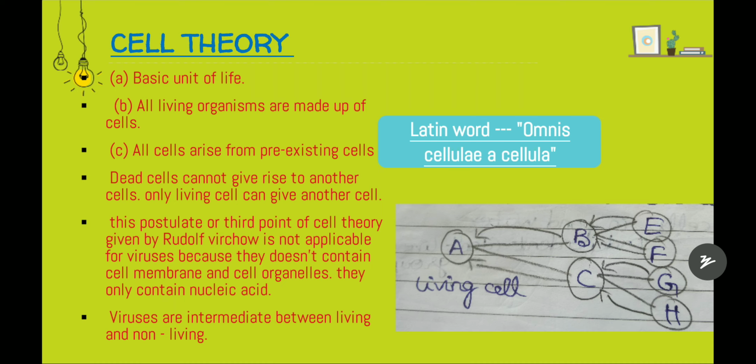This third point, that all cells arise from pre-existing cells, is not applicable for viruses, because viruses do not contain a cell membrane or cell organelles, right? They only contain nucleic acid. That is why they are considered neither living nor non-living. They are intermediate between living and non-living. So that is why viruses cannot give rise to another cell.